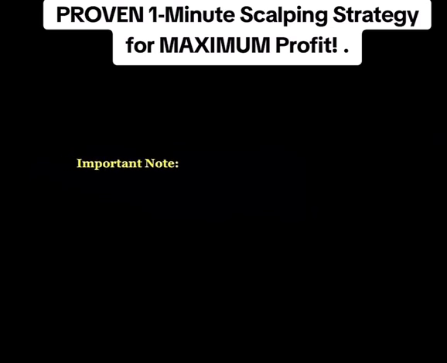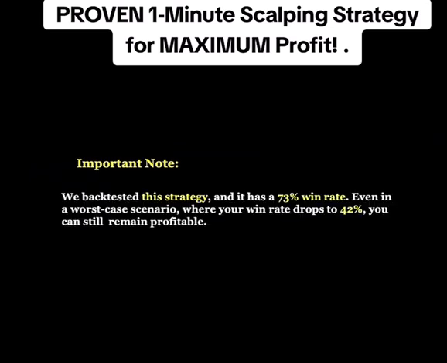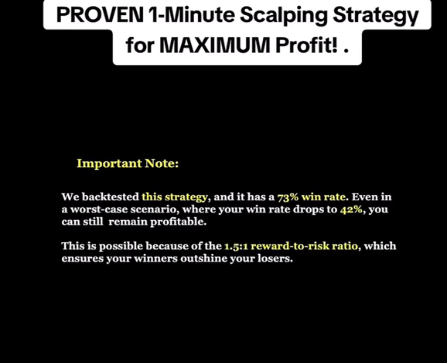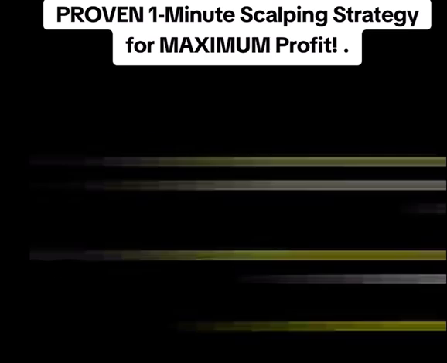Okay, let me share an important note with you. We backtested this strategy, and it has a 73% win rate. Even in a worst-case scenario, where your win rate drops to 42%, you can still remain profitable. This is possible because of the 1.5 to 1 reward to risk ratio, which ensures your winners outshine your losers. That's the power of a well-structured trading plan.